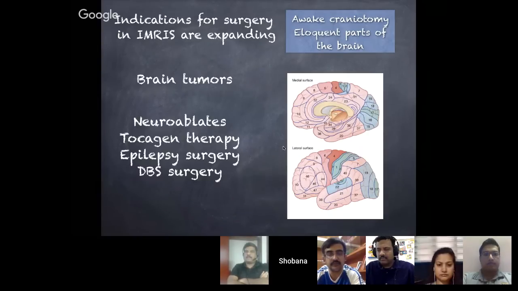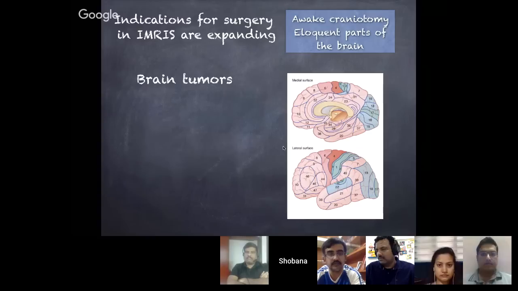The indications for surgery in the MRI suite are expanding, and it's not only for brain tumors, but they also do neuroablation, stroke therapy, epilepsy surgery, deep brain stimulation surgery. But when you consider awake craniotomy, it is mainly done for brain tumors.